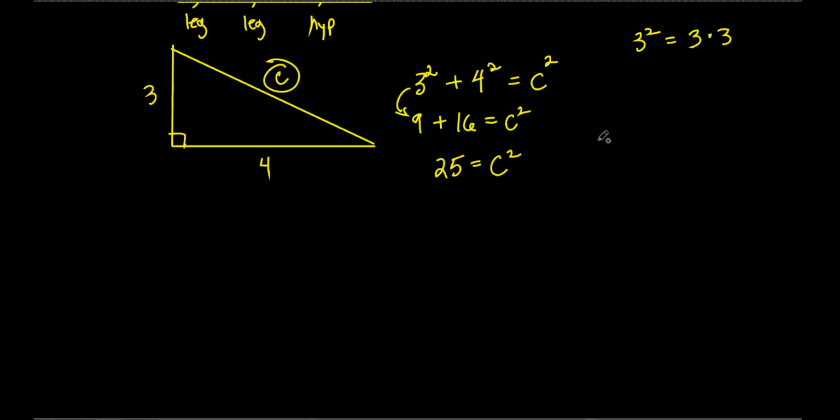So what does C squared mean? It means what number multiplied by itself is going to equal 25. What number times itself is going to be 25? 5. Because 5 times 5 is what? 25, okay? So look at this.